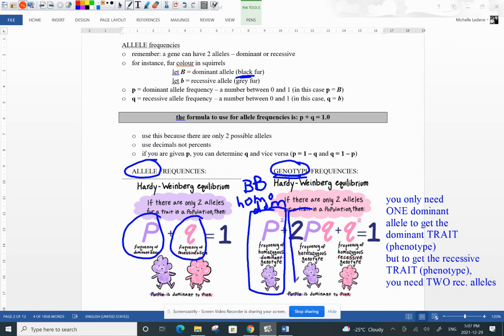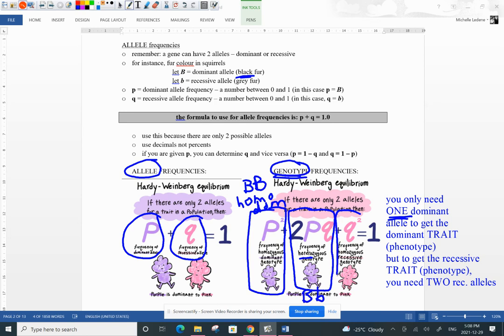The second term in the equation, 2pq, represents all of the heterozygous individuals in the population. So in our squirrel population, that would be all of the big B, little b squirrels. They still have black fur because you only need one dominant allele to get that dominant trait, that black fur color, to get that dominant phenotype. So these heterozygous individuals are going to have black fur.